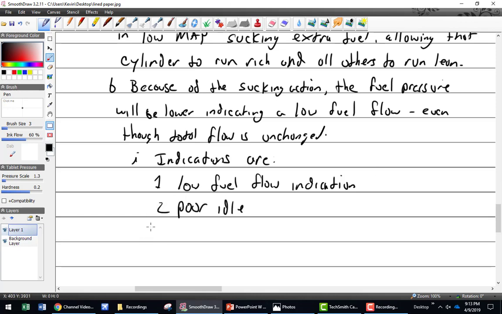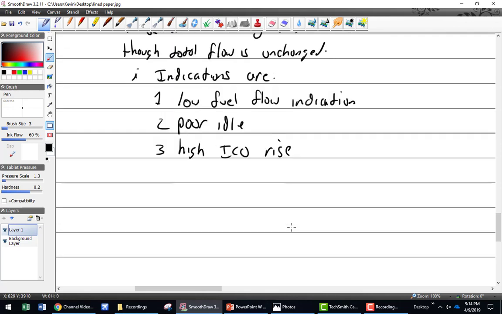Poor idle. High idle cutoff rise. Poor idle cutoff, because the engine continues to receive some fuel.